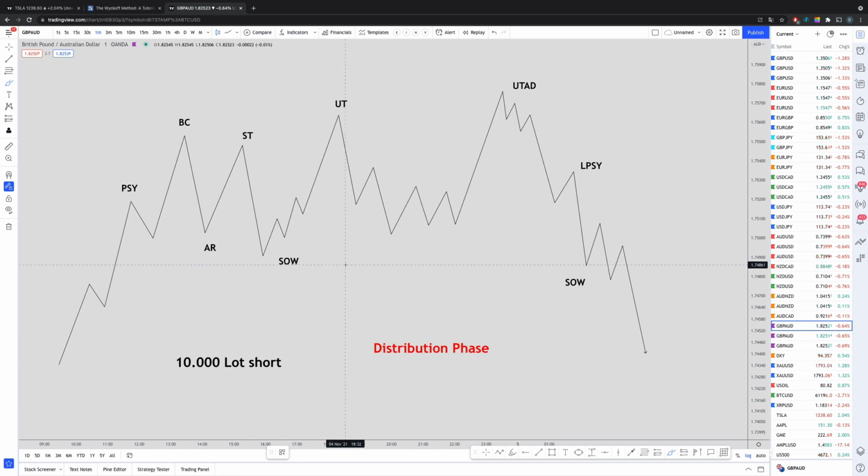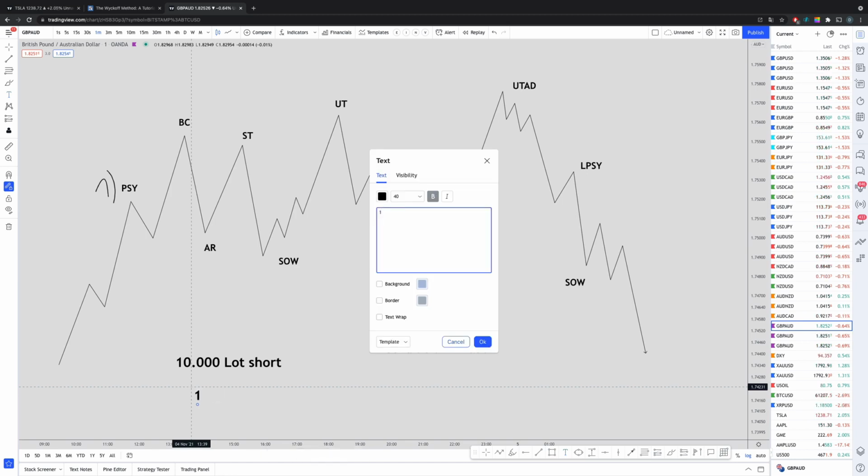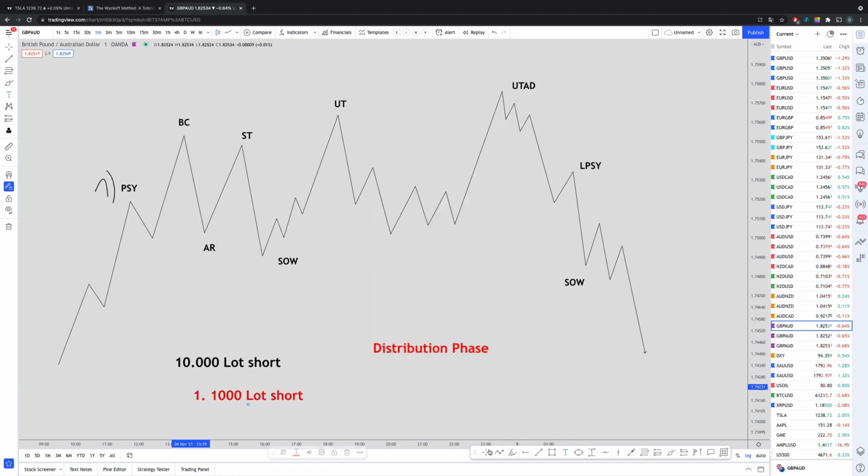Well, we have a few steps, and step number 1 is here at the PSY. Here the bank will start, and they will open 1,000 lots. This is the first position that the bank or the algorithm will take, a 1,000 short position. What the market will do here is give us a reaction, right? Price is giving a reaction, and then price is moving up higher.